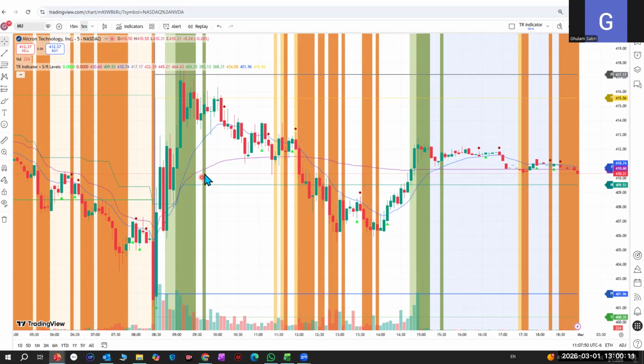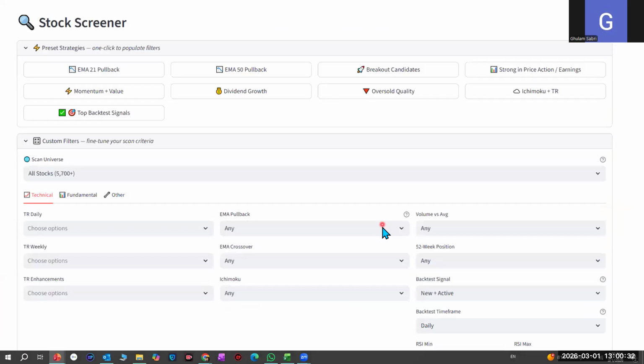So that's how the system will work. It will plot resistance and support lines. It will give you the TR indicator so that you know that right now we are on the bullish side. The indicator has changed. Now you can plot the indicator on 5 minutes, 15 minutes, and then you make a combination of this and your day trading skills and this list.